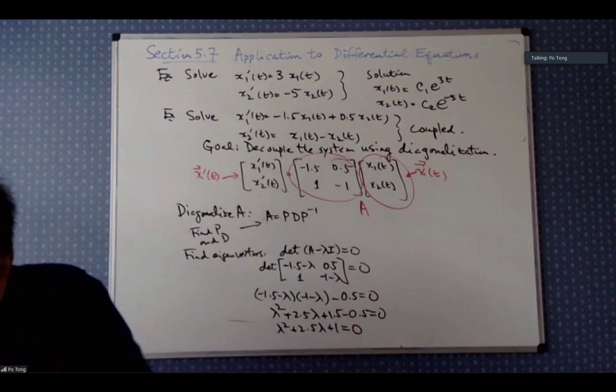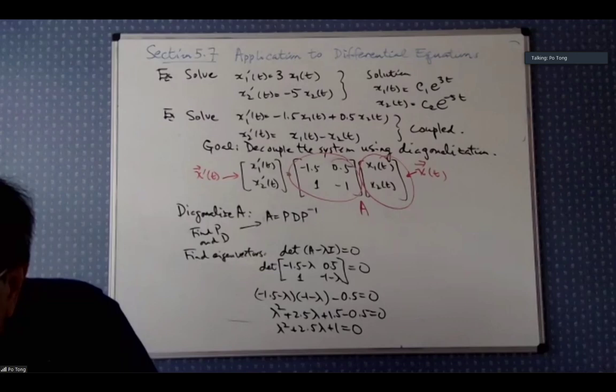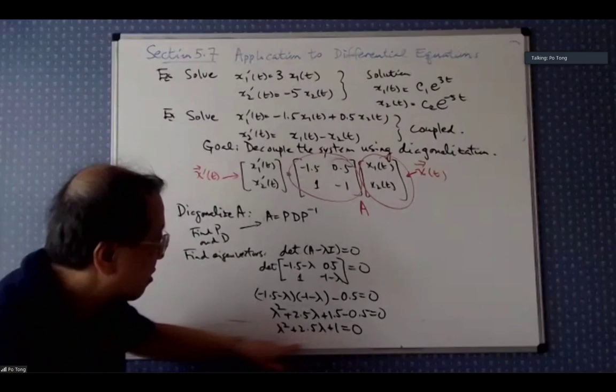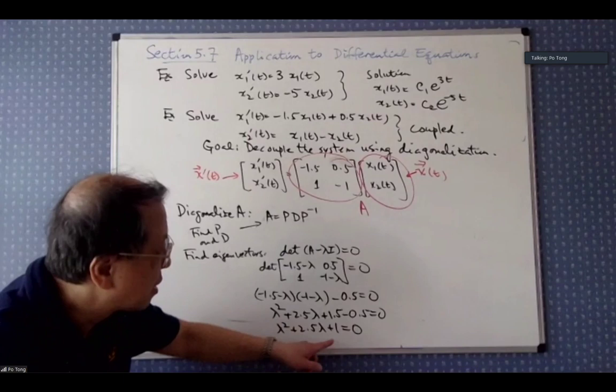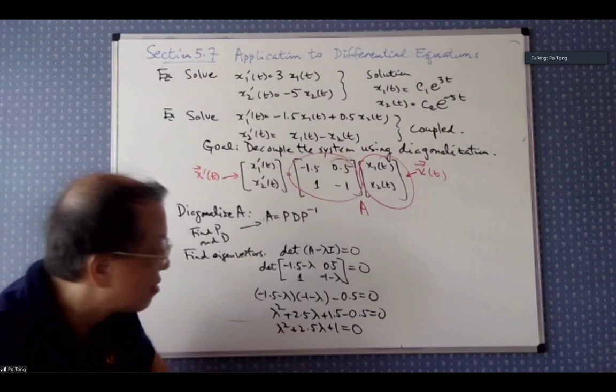Is it okay? Yeah. Can you guys factorize this? Can someone factorize this for me? Is it hard? Because this is the decimals and so on. Two numbers multiplied together is 1. Okay. Add together is 2.5.